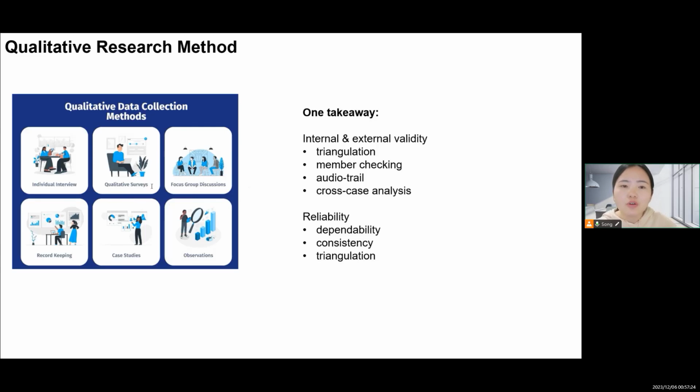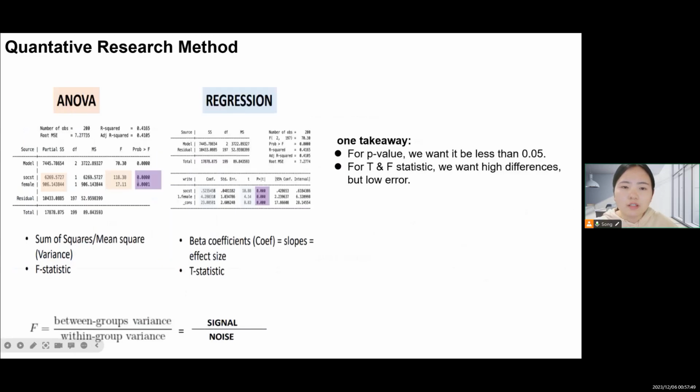And for external validity, I think consistency is very crucial. That is, when we do the surveys or interviews, we'd better use the same criteria to select the participants and the same survey questions and same structured interviews. That is what we call the consistency of the data. All right, so let's move on to the quantitative research methodology.